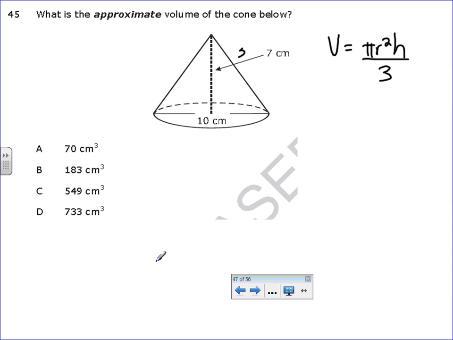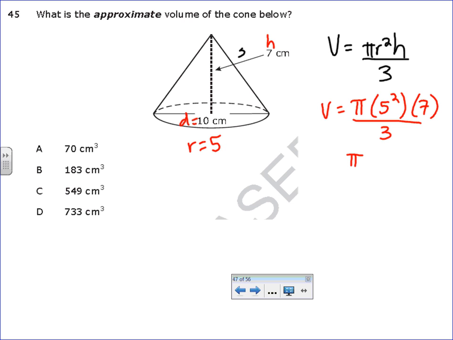Now I just need to plug in what I know. This is my height. Now 10 is my diameter. My radius is half of that, so I need to use 5. Now all I need to do is plug this into the formula. So pi times 5 squared times 7 divided by 3. If you wanted to simplify it one more time, you could say pi times 25 times 7 divided by 3. But at this point, I would have put it in my calculator, and you get B.